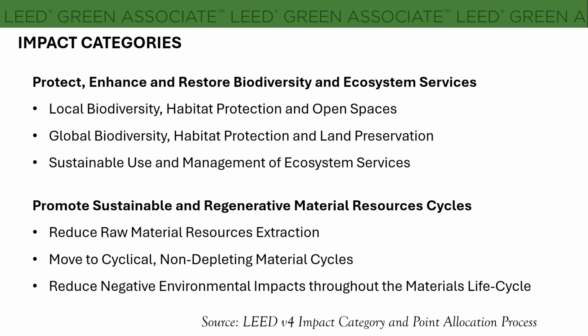And the next category is to promote a sustainable and regenerative material resource cycle. The goals are to reduce raw material resource extraction, which means to reduce the usage of virgin material. The second goal is to move to a cyclical, non-depleting material cycle, which means we need to rely more on renewable sources of materials. And the last one is to reduce the negative environmental impact throughout the material life cycle.